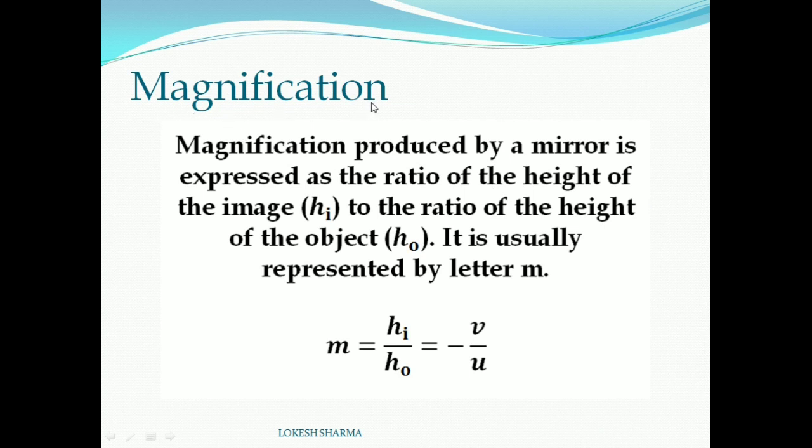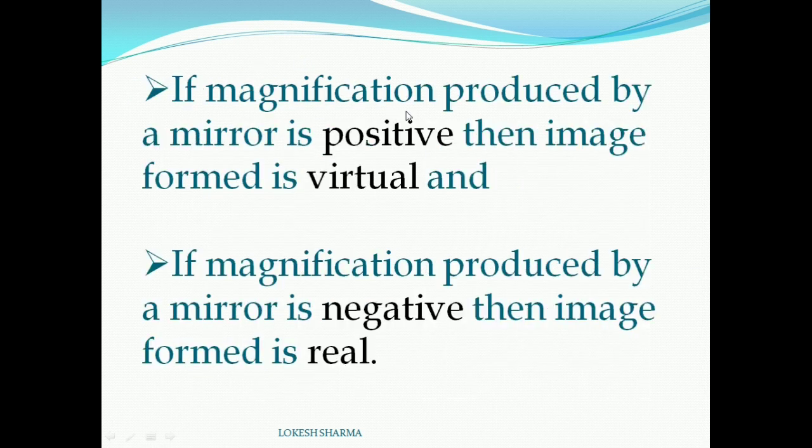Now come to the next topic, that is magnification. The magnification produced by a mirror is expressed as the ratio of the height of image, that is expressed as hi, to the height of the object expressed as ho. It is usually represented by the letter m. For a mirror, magnification m = hi/ho = -v/u, where v is the distance of the image from the pole of the mirror and u is the distance of the object from the pole of the mirror.